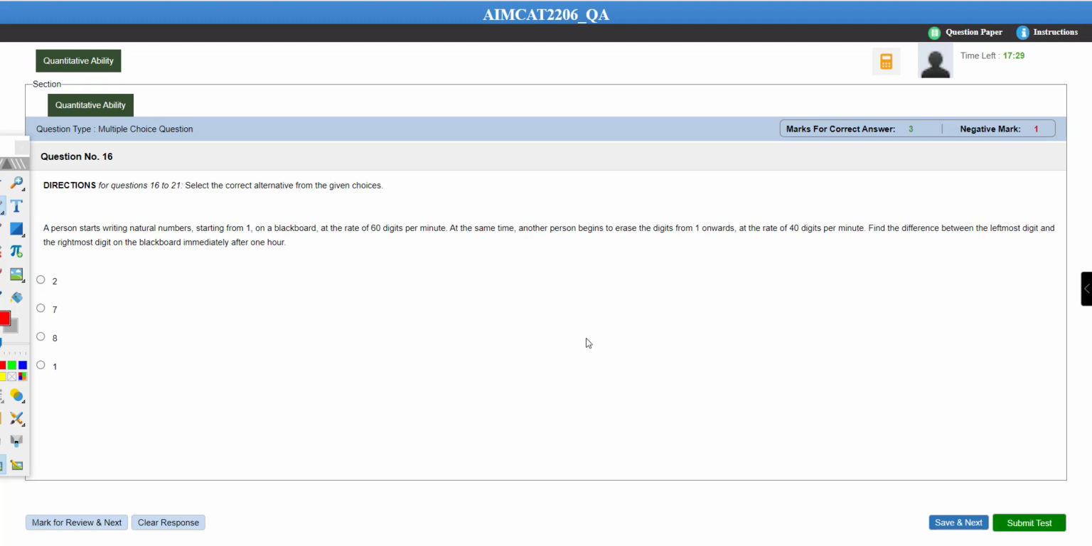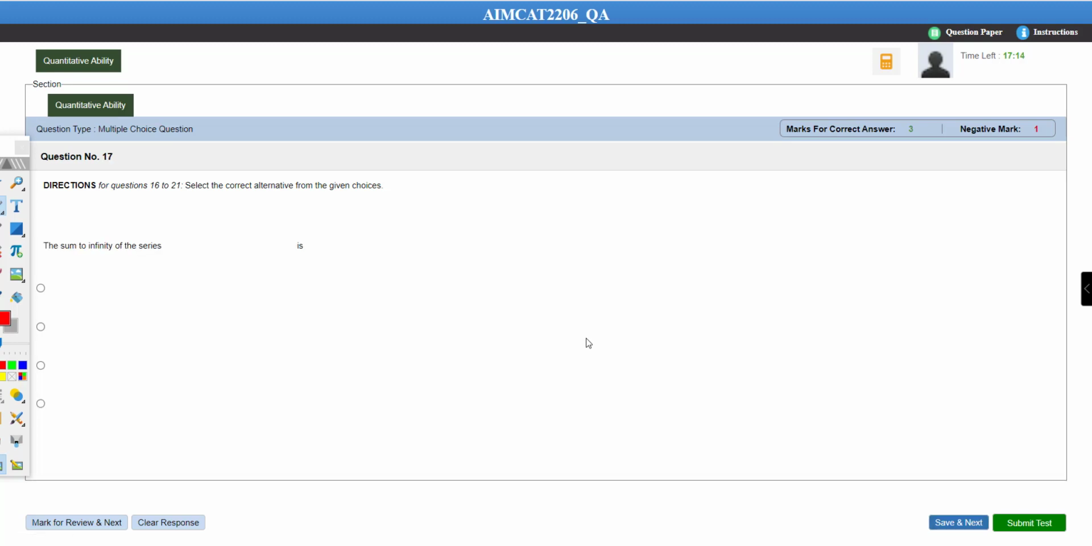Question number 16. A person starts writing the natural numbers starting from 1 on a blackboard at a rate of 60 digits per minute. At the same time another person begins to erase. This looks easy but lengthy. We'll do it later on. Let's go to the next question.